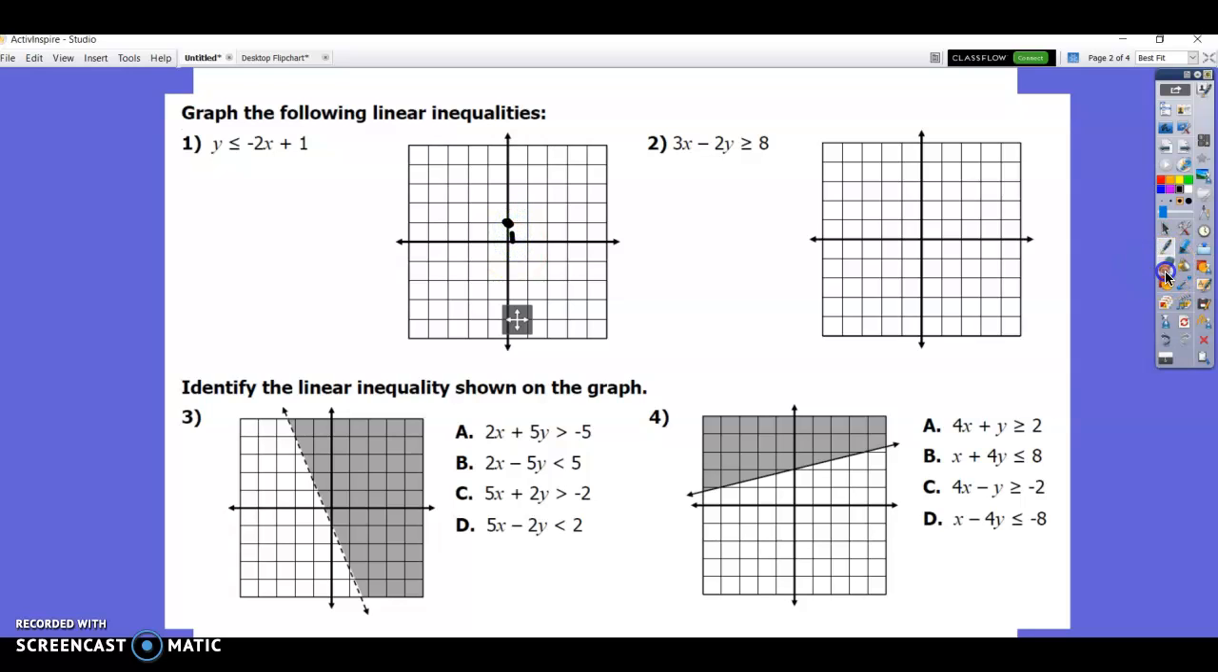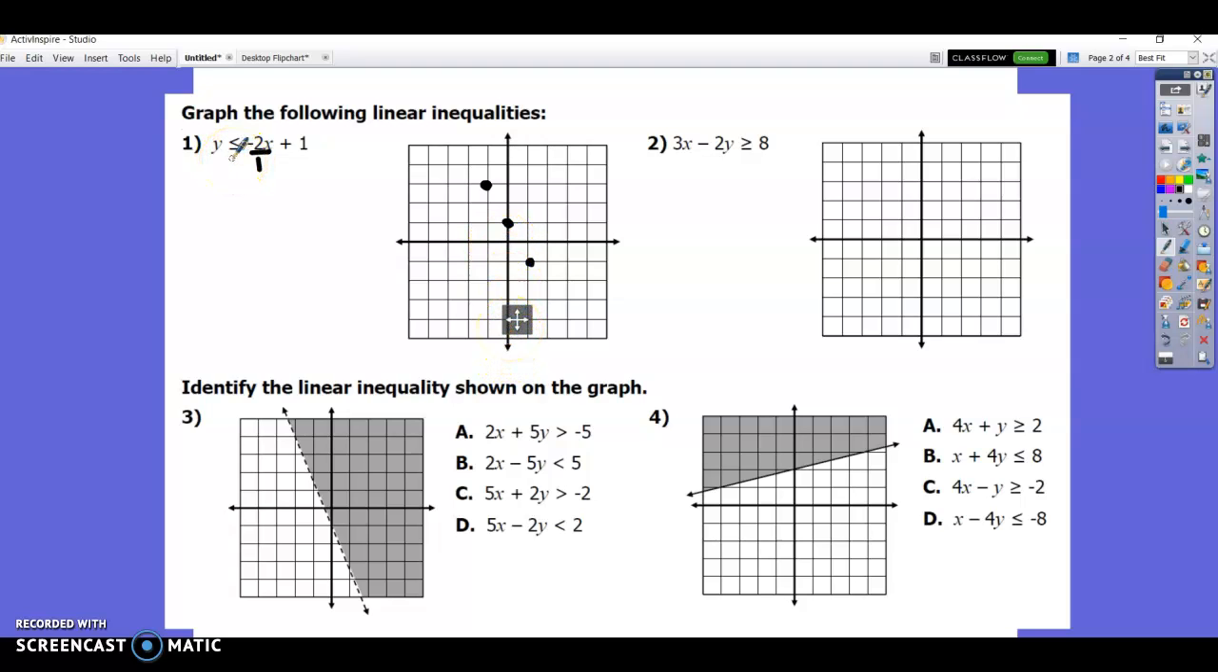So I'm going to put a point at +1, and then I'm going to use my slope to find the next point. So -2, I can write that as -2/1. I need rise over run, so I'm going to go up 2 to the left 1 to find my next point. Since this is a positive movement, I have to go negative here. Left is negative in the x direction, right is positive in the x. Up is positive in the y, down is negative in the y.